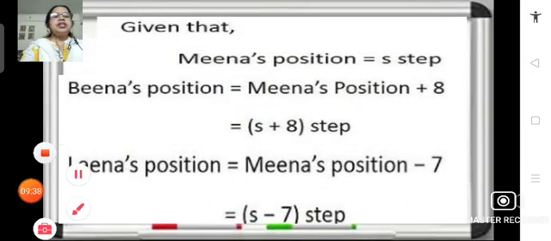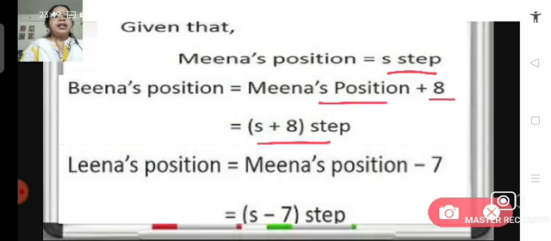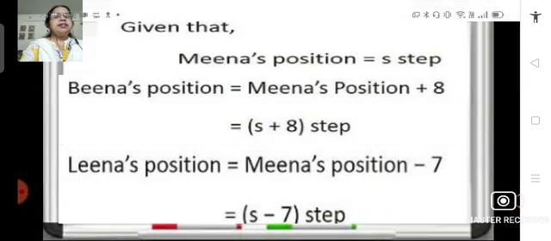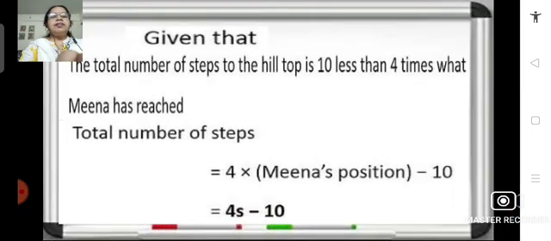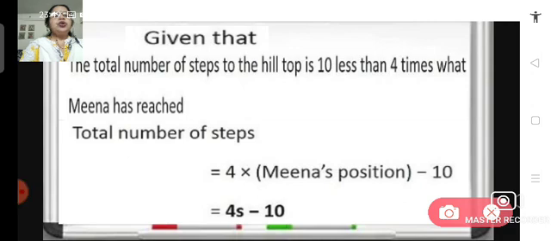So Meena's position, it is given, it is on step S. Beena's position, she is 8 steps ahead of Meena. So it is Meena's position plus 8, that means S plus 8. And what is Leena's position? She is 7 steps behind Meena's position. So it is S minus 7. Then given that the total number of steps to the hilltop is 10 less than 4 times what Meena has reached. So the total number of steps will be 4 multiplied by Meena's position minus 10, which will be 4S minus 10.